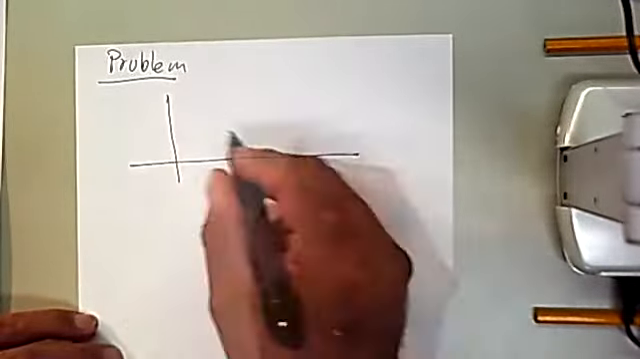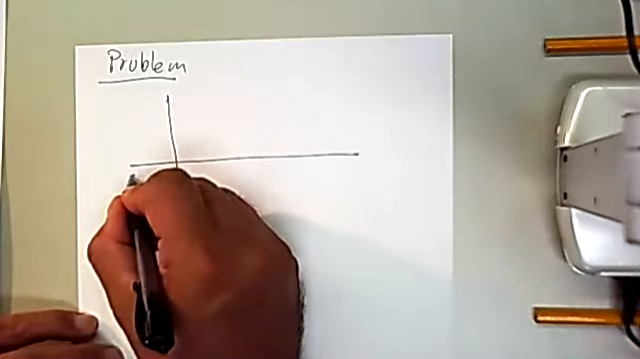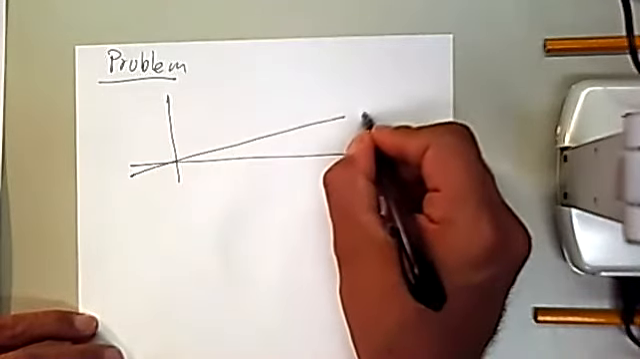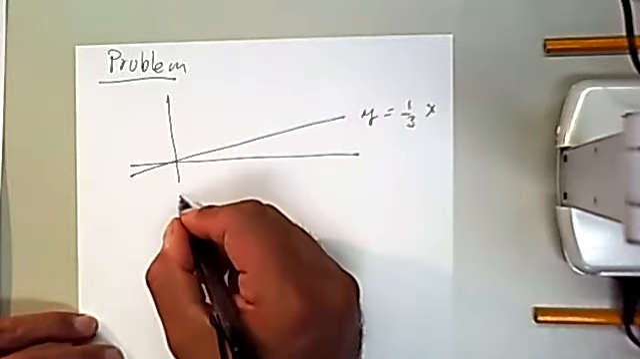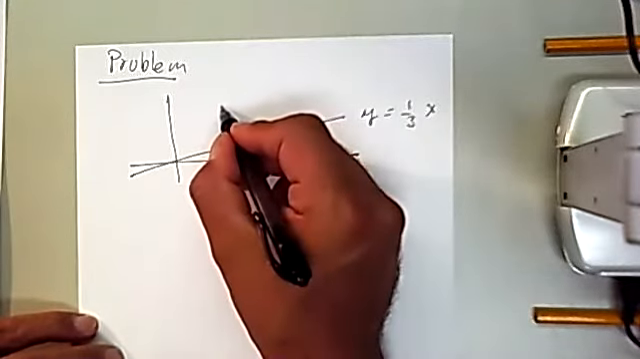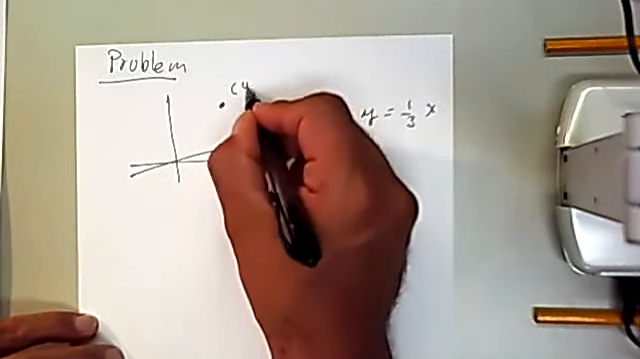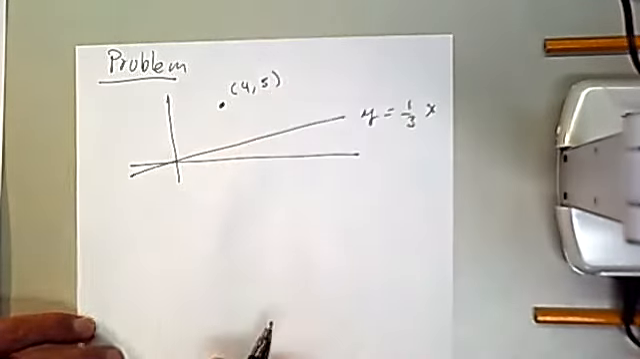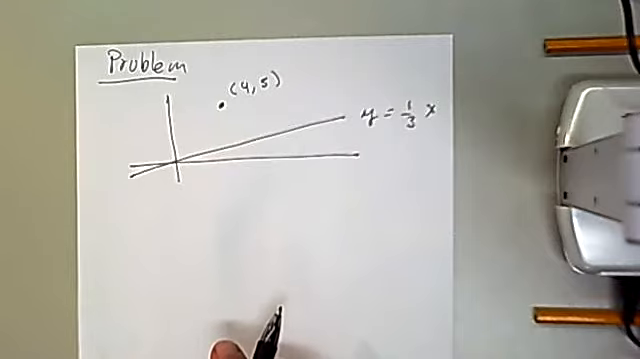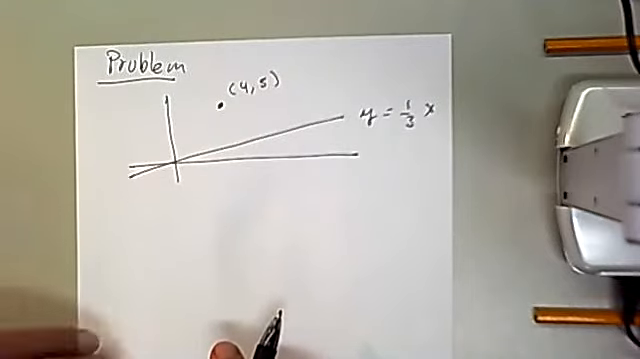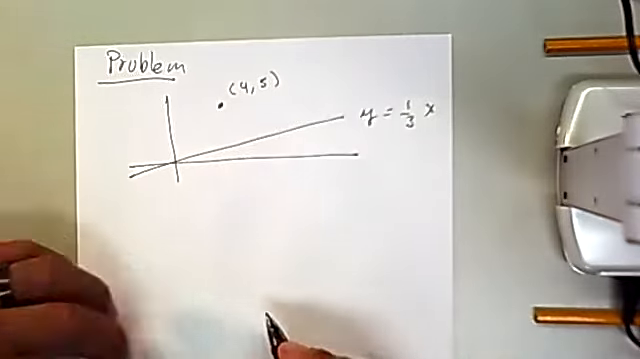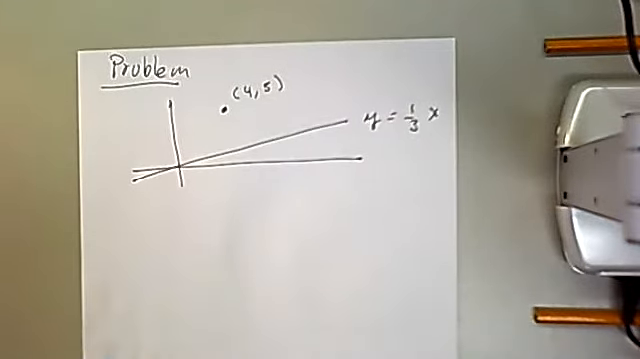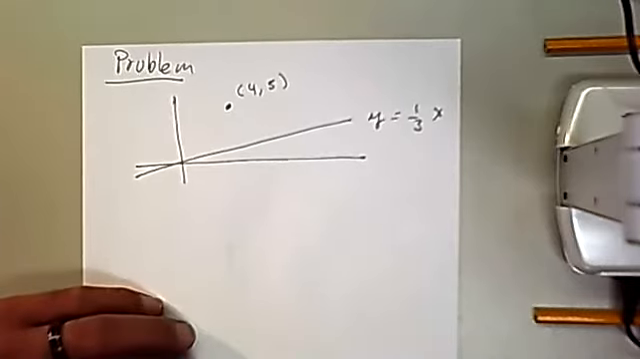This is the x-axis and the y-axis. Consider the line y equals a third of x. And consider the point 4, 5. Somewhere in here is the point 4, 5. So a typical problem, an optimization problem in Calculus 1, is to find the point on this line that is closest to this point. And some students try to do this geometrically. Some students are successful. But of course, they did not use calculus.